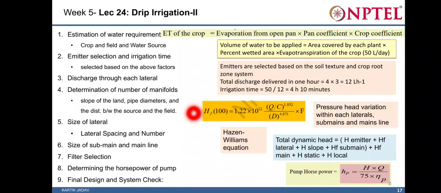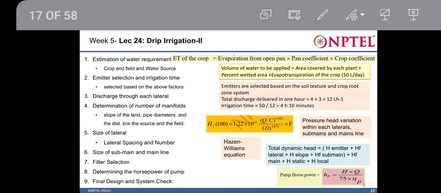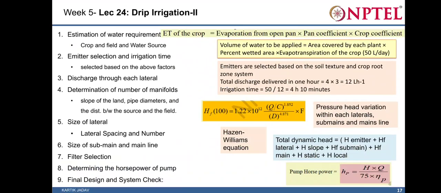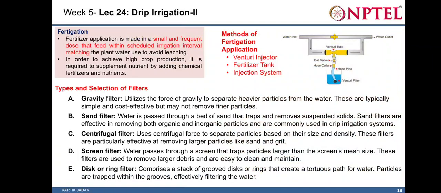So we take 10 to 15% more design consideration to consider extreme situations. These are all the formulas highlighted here for drip irrigation system design. I'm not going into detail. Then the fertigation system, as I already highlighted.